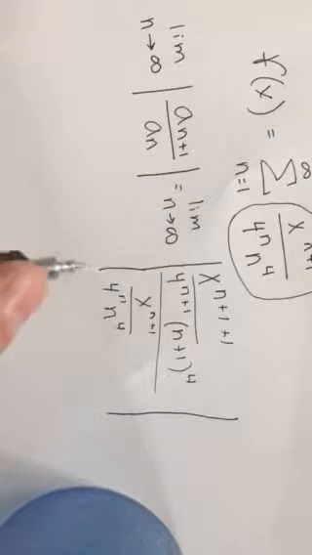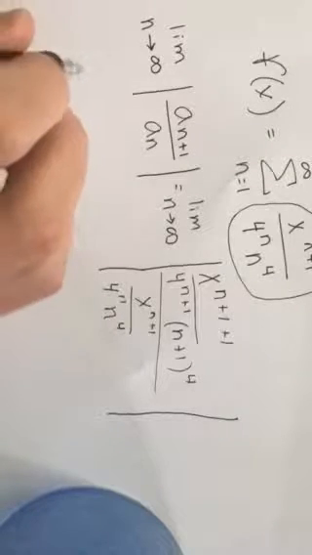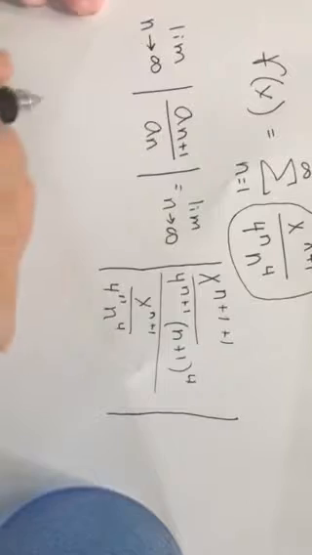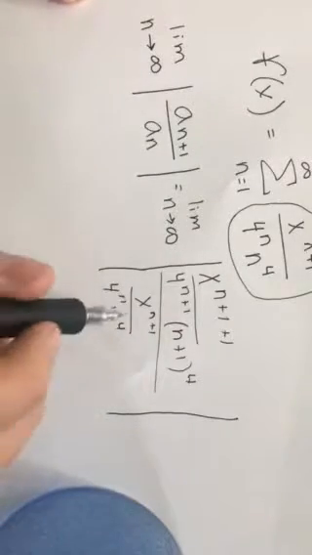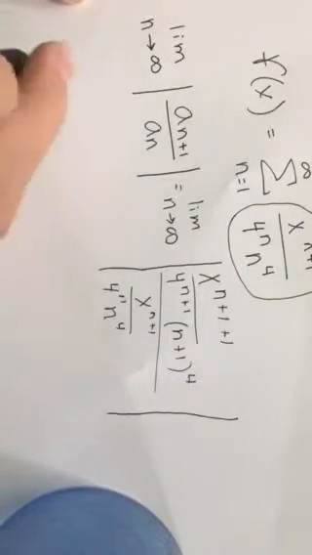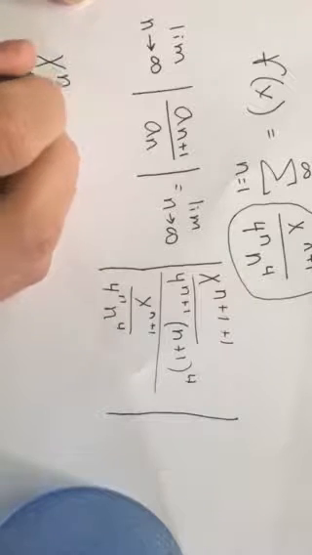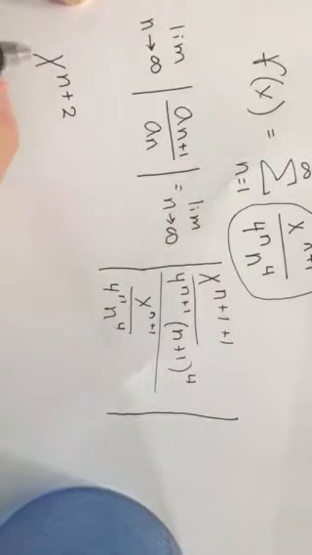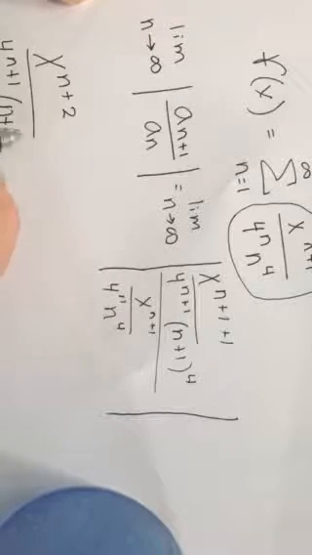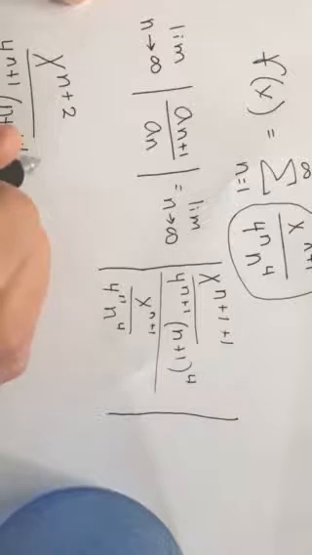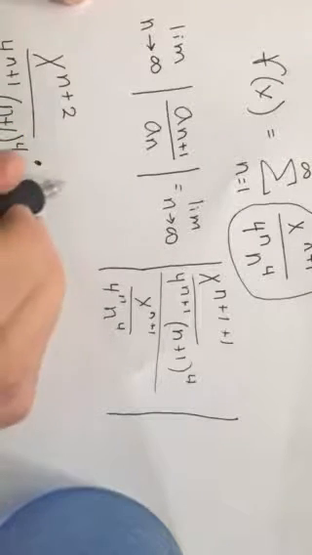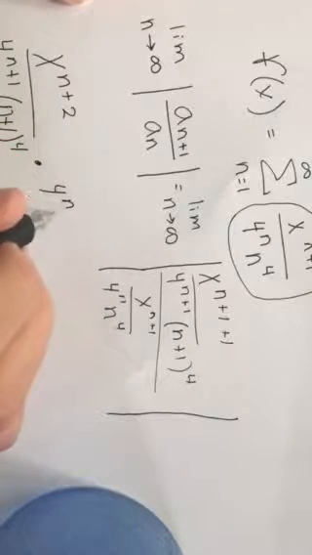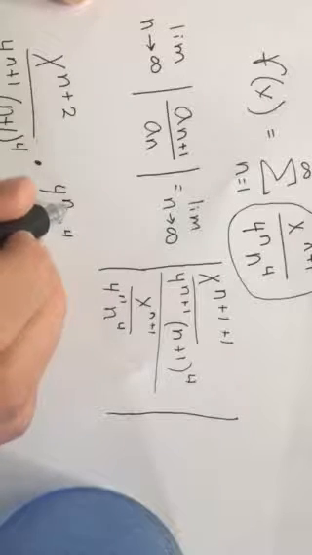But now we can start simplifying. I'm going to write it as a multiplication instead of a division by flipping this fraction right here. So this is just x to the n plus 2. And then I'm just going to copy this down. Then times the reciprocal.